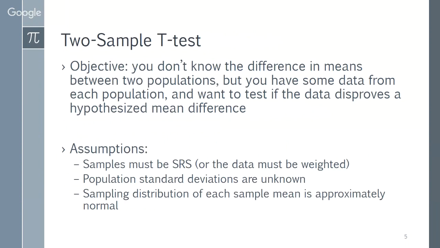So finally, let's introduce the two-sample t-test. This is used when you don't know the difference in the true population means between two different populations, but you have some data from each of the populations and want to test to see if the data disproves the hypothesized mean difference. Okay, that's a lot of stuff.